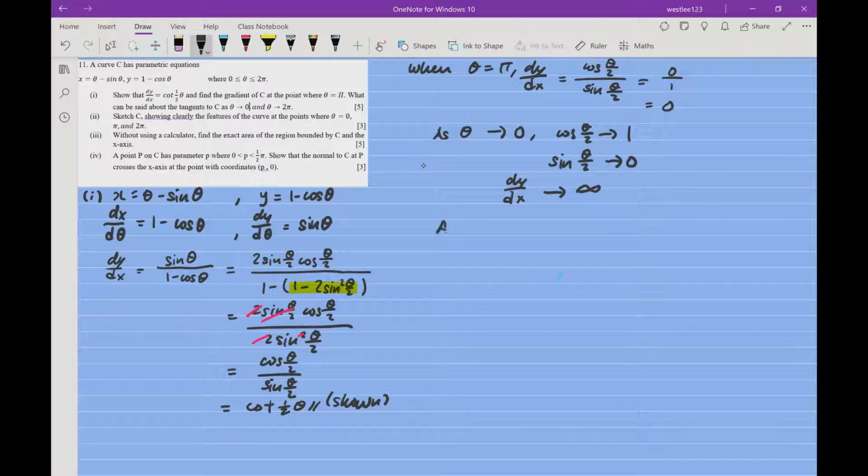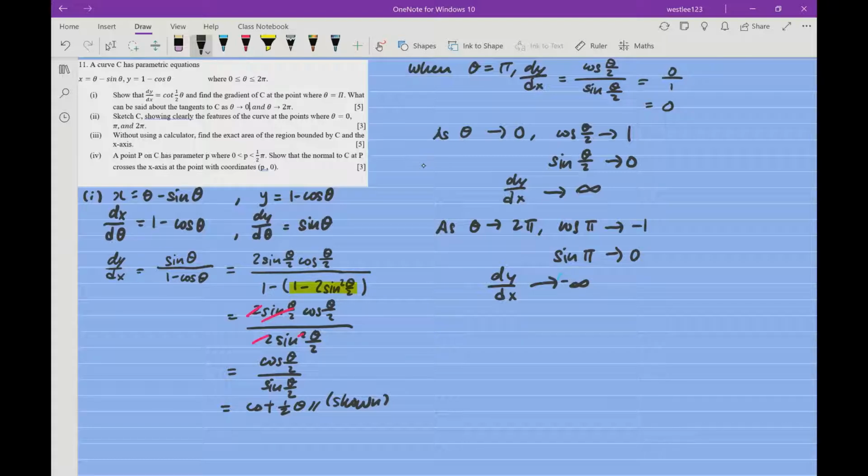All right, as theta tends to 2 pi, the numerator tends to -1. Your denominator, same thing, tends to 0. So by the same logic, when you are dividing by 0, your dy dx tends to infinity. But this time around, -1 divided by 0, so you have negative infinity.